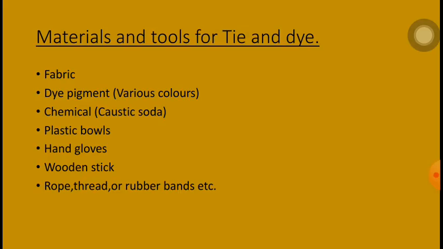Now the other one is the wooden stick. Your wooden stick will be used to stir the mixture which you have in your bowl. So we have our rope, thread, and rubber bands that will be used to tie our fabrics after you have applied your folding techniques, any suitable folding technique you want to use. After you finish applying your folding techniques, you now use your rope, your thread, your rubber bands, etc. to tie your fabrics.